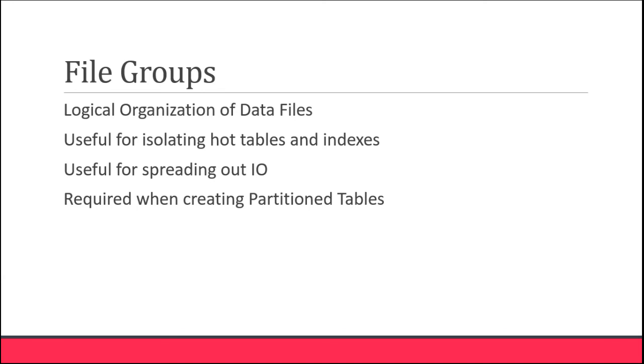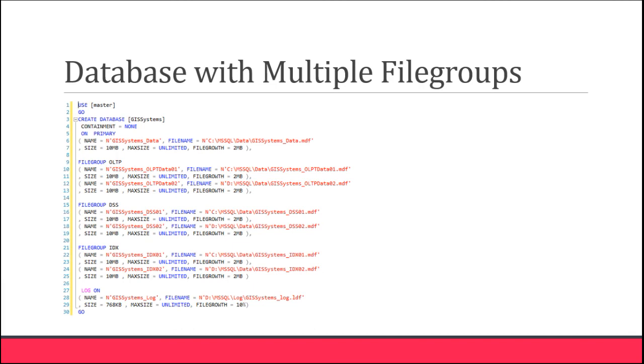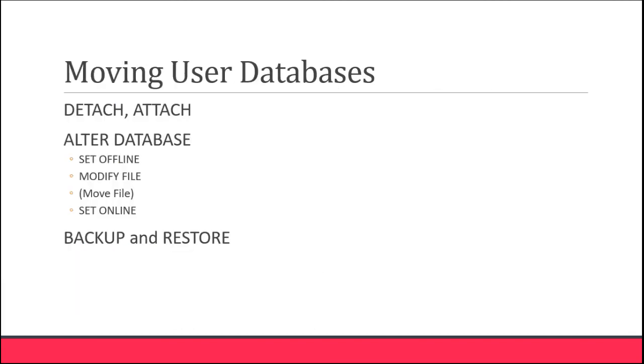Okay, yes. So we mentioned the concept of file groups. What we use it for: we logically organize our data files. We want to isolate hot tables. We want to put hot tables and indexes on very fast storage. We want to partition. We want to spread out our I/O, and so on and so forth. So those are key uses of file groups. Okay. So we did this already.